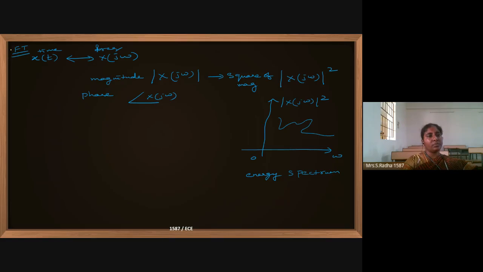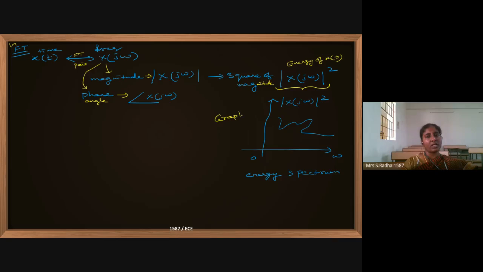In Fourier transform, x of t is the signal in the time domain. After applying the Fourier transform, X of j omega will come. For this we can calculate magnitude, and for this we can calculate phase angle. Magnitude will be like this, phase angle will be like this. And for the magnitude, if you take the square of the magnitude, it is called the energy of the x of t signal. That energy is modulus X of j omega whole square.